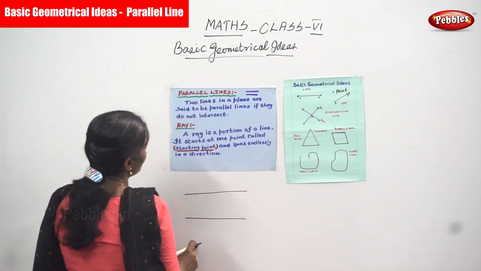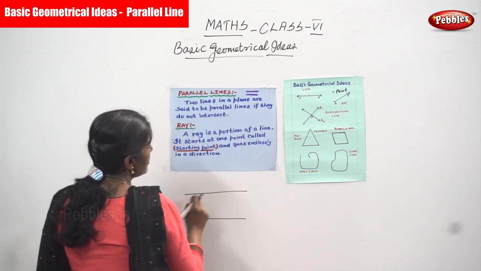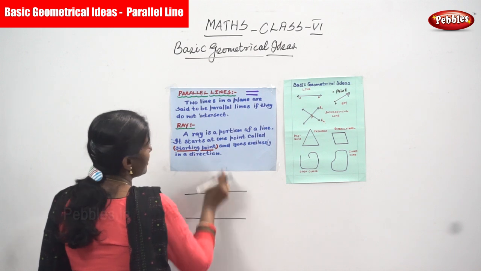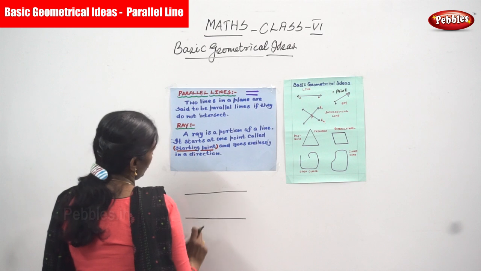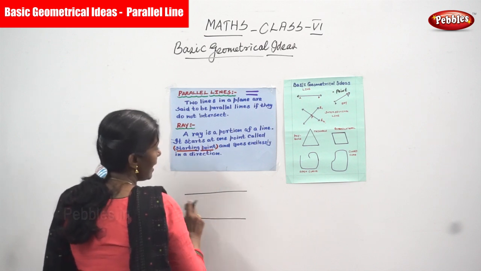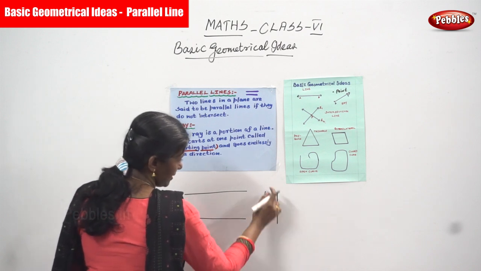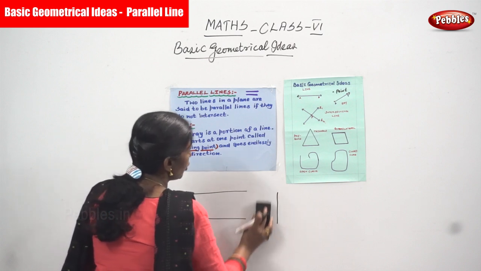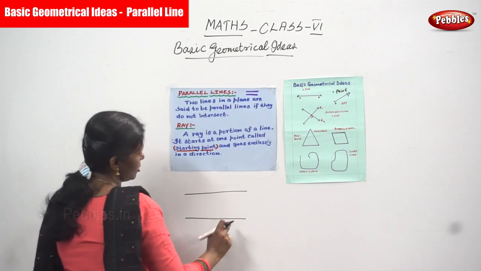I'll repeat once again. Two lines in a plane are said to be parallel. This board is a plane, you consider, and two lines in a plane, one line and another line, are said to be parallel, because they are horizontal. And also, if you draw a vertical line, it is also parallel. But here we have drawn the parallel lines in a horizontal way.